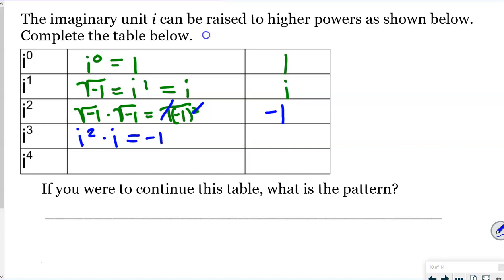It was -1. And what was i? It's just i, right? So you're multiplying -1 times i, so that's -i. So notice now we have a cycle. It's 1, i, -1, -i. So now let's look at this x to the 4th.